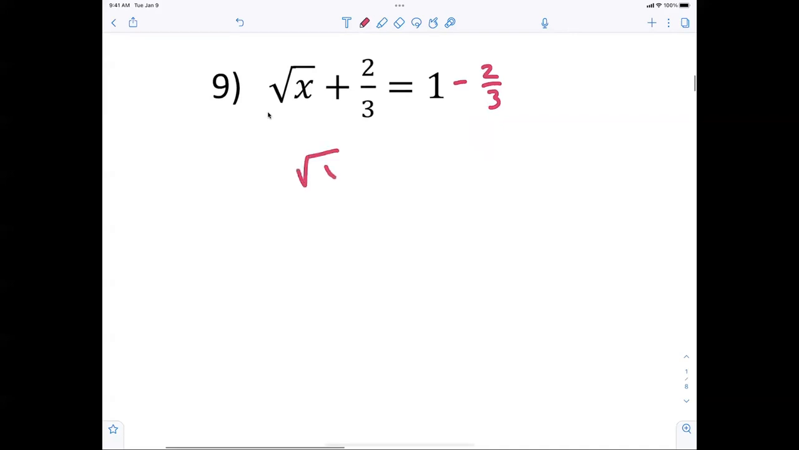So now I have square root of x equals 1/3. Now I don't have to do anything because we know the answer is just what? 1/9. That's it. 1/9. Anybody have any questions with that? Now remember, this is what I'm saying. You have to actually do the work.